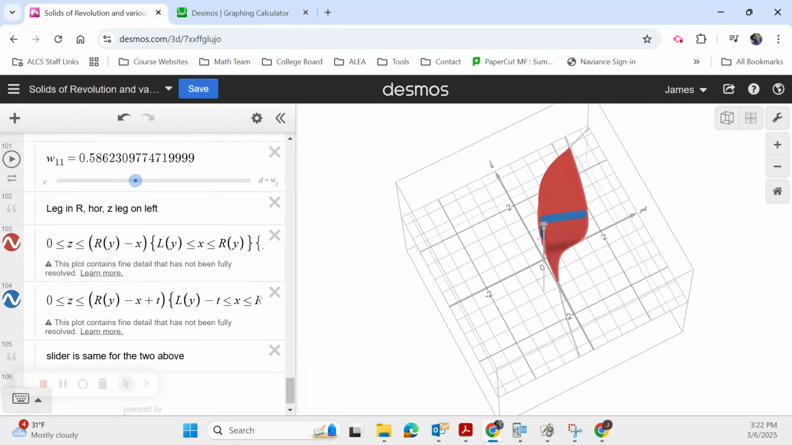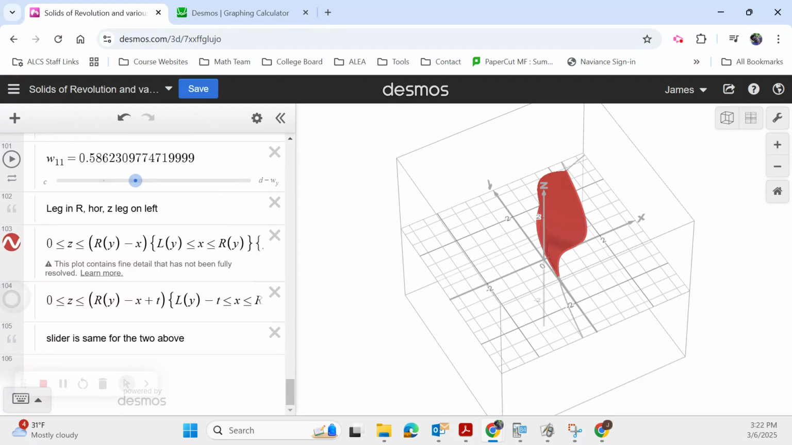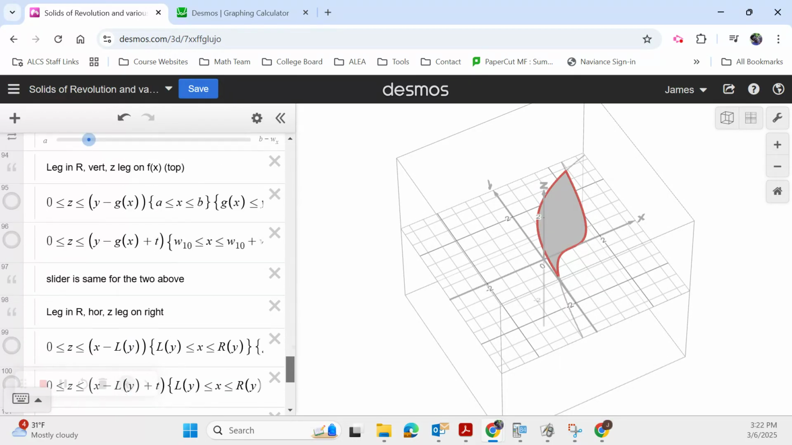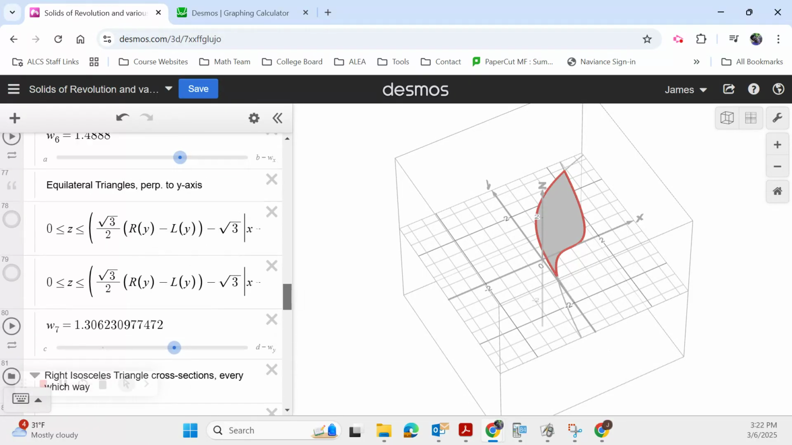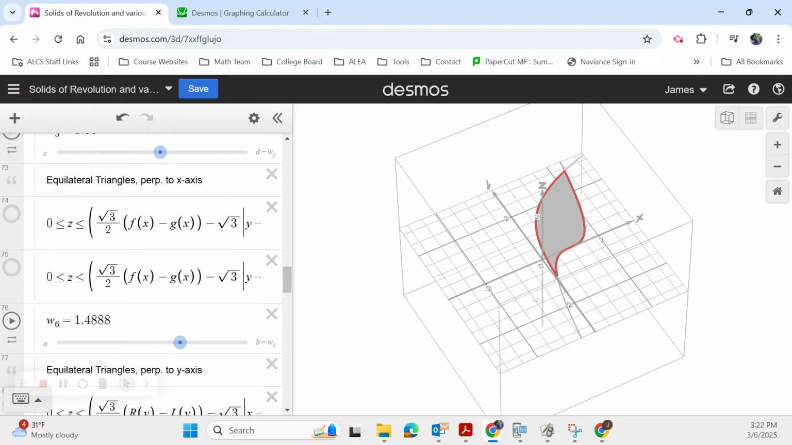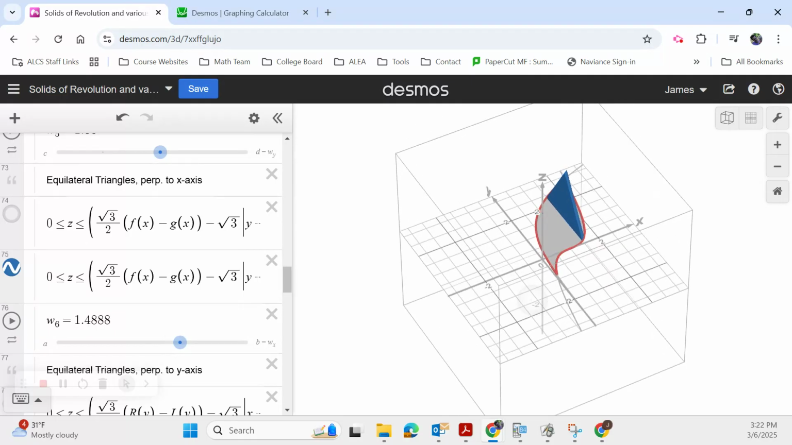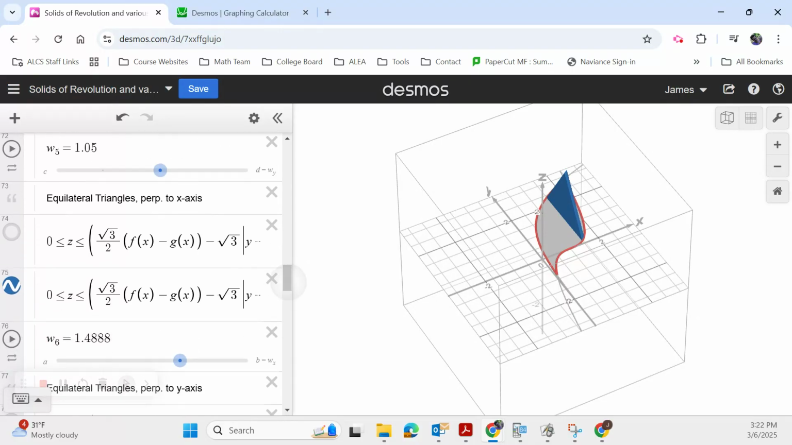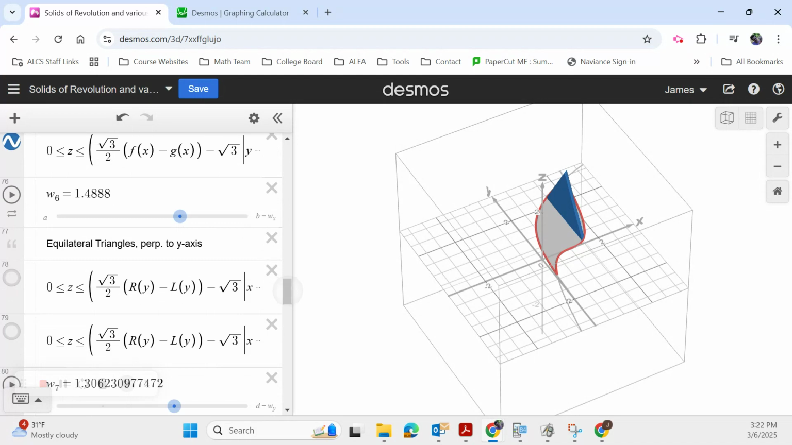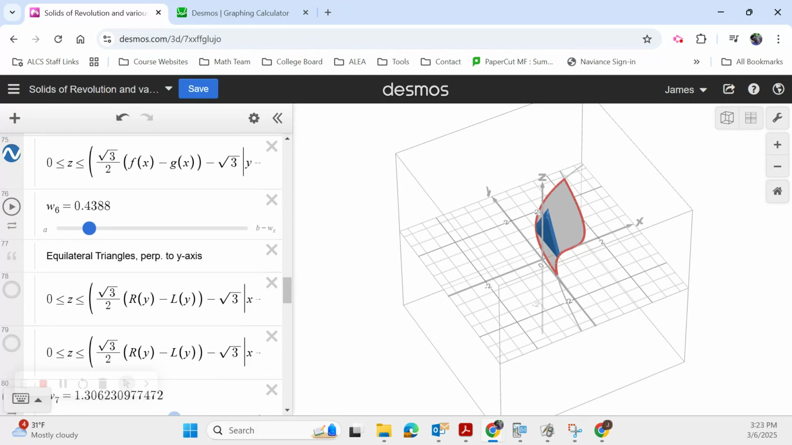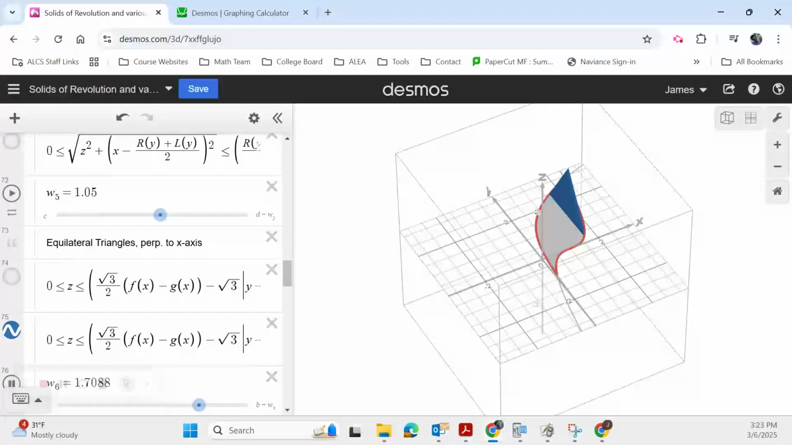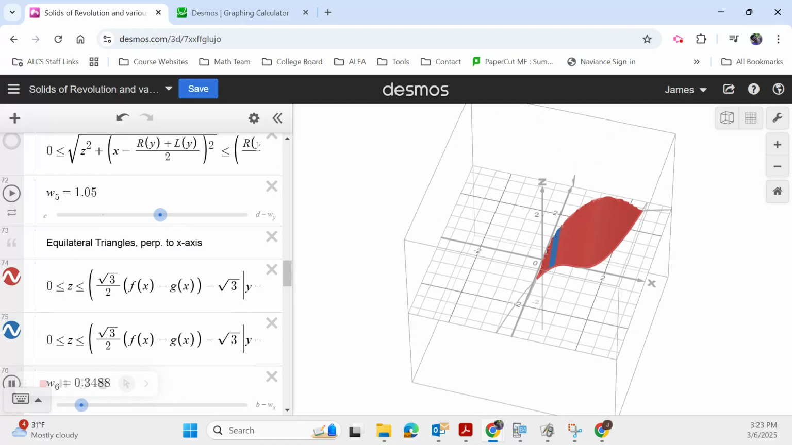Okay. And then let's also look at the equilateral triangle. And I think that one we had perpendicular to the x-axis. So here's our cross-section. We can just slide that through the region, right? Let's animate it. And turn on the full solid. And so that's what that one looks like.